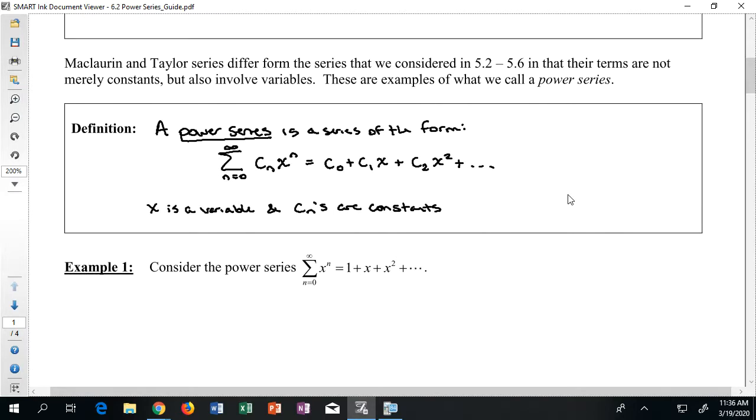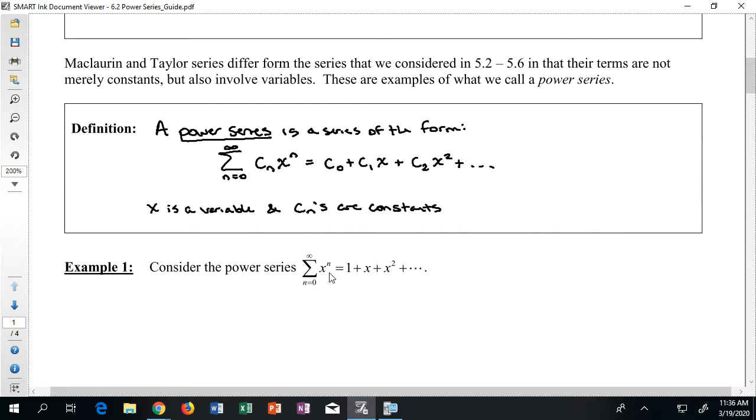It's just x to the power n. So notice here that immediately when I start to write out what these terms look like, the constants that are in front always appear to just be ones. So I have x to the 0, then x to the 1, x to the 2, x to the 3, and that's just like an infinitely long polynomial thing.